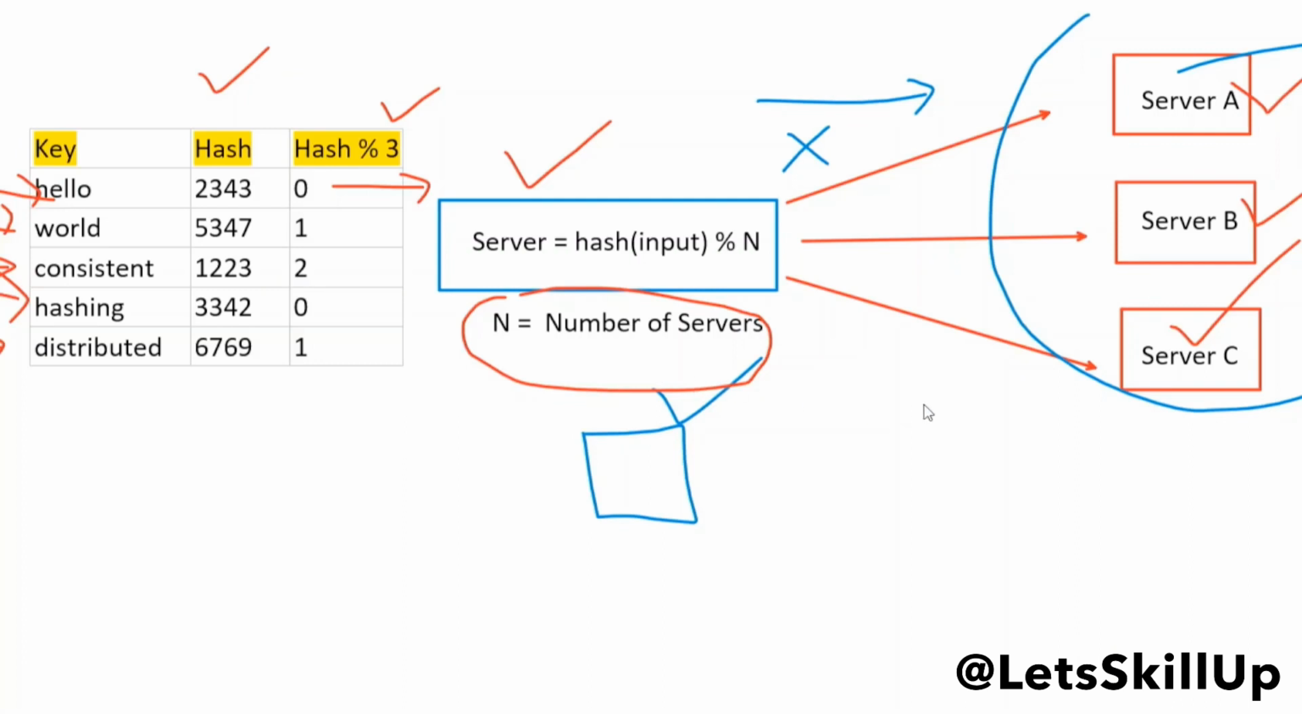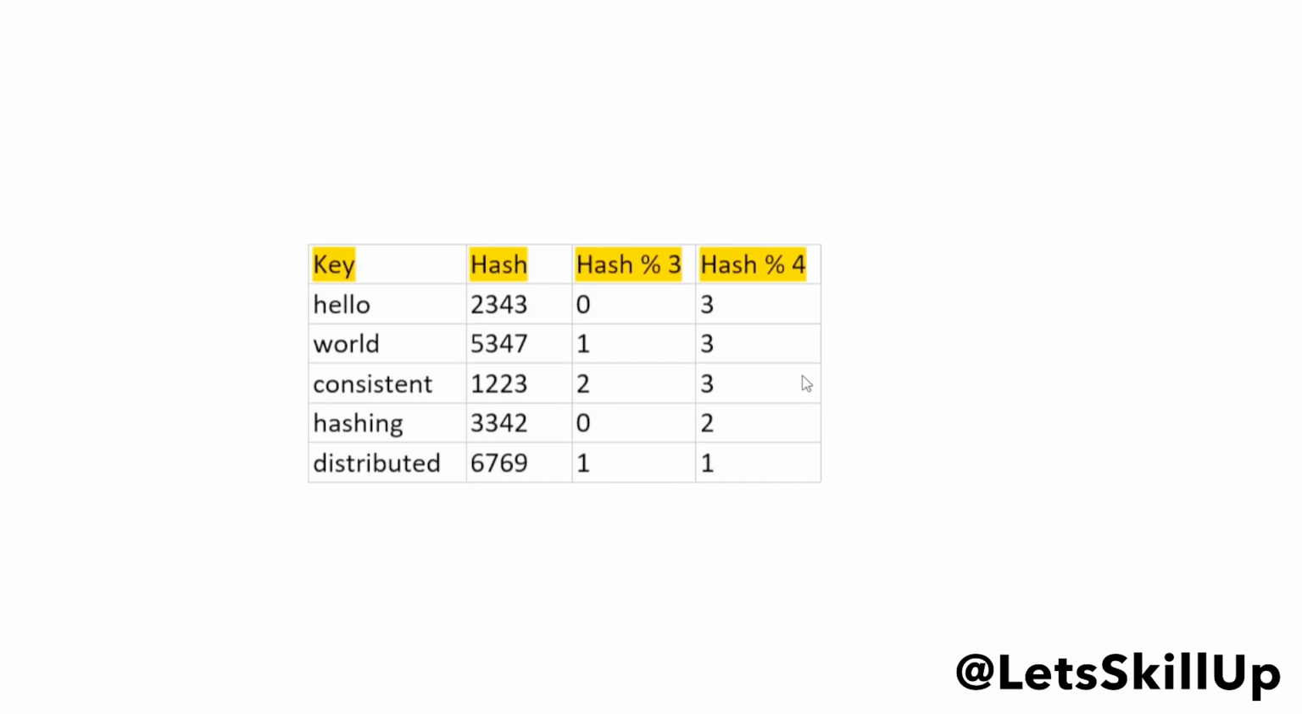So what happens if we want to add one more server? In that case, we will have to compute modulo with n equal to 4. So let's do that calculation. So here is the modulo with 3 when we had 3 servers. Here is the modulo with 4 when we added one more server. So do we notice any problem here? Yes, we have a problem here.